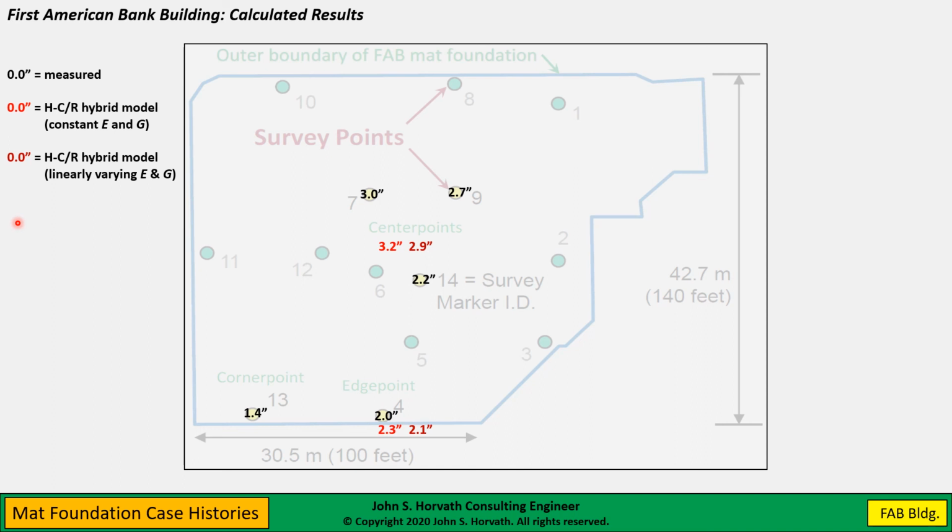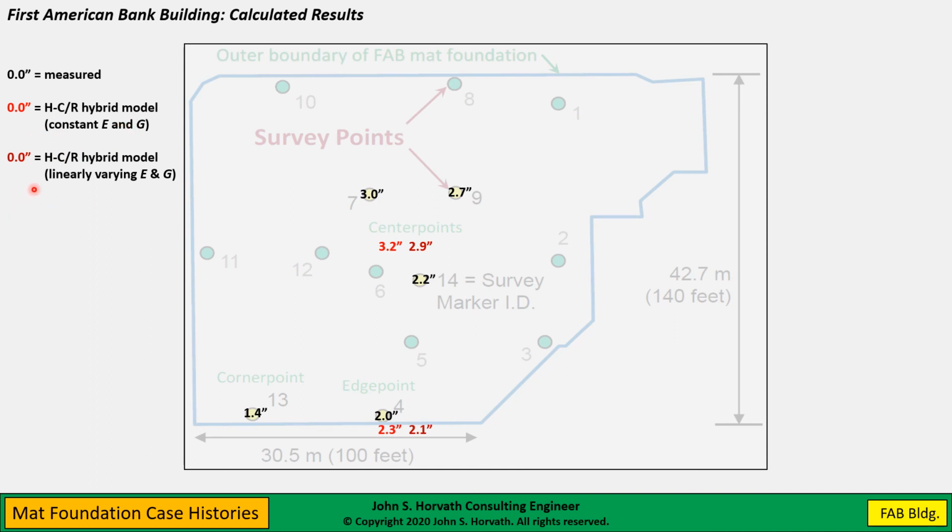But again, considering all the approximations, I think a pretty good match. So I think the bottom line is that certainly in most practical cases, when you're trying to come up with the hybrid model parameters, it's probably going to be better to simply divide the actual strata into artificial layers, estimate a constant E for each layer, and then come up with a constant E for the overall system.